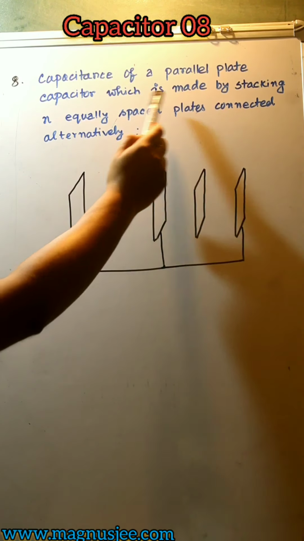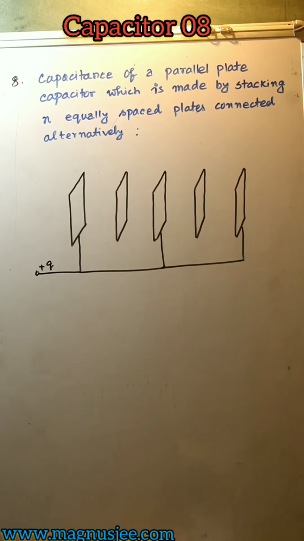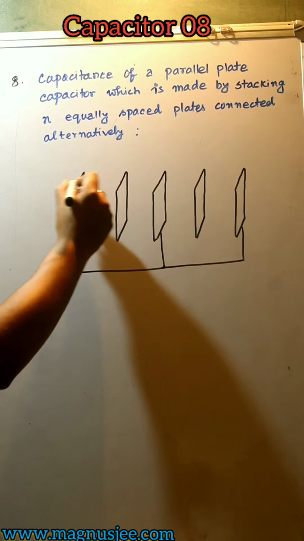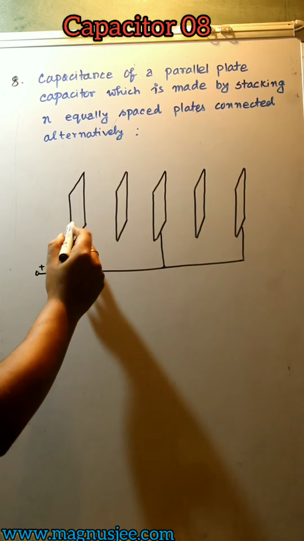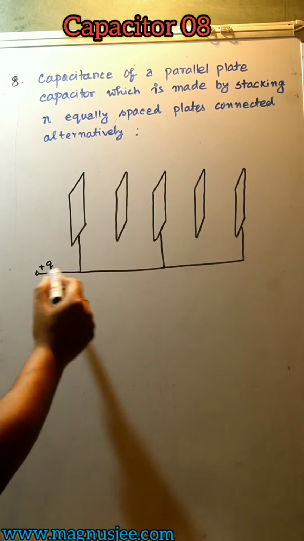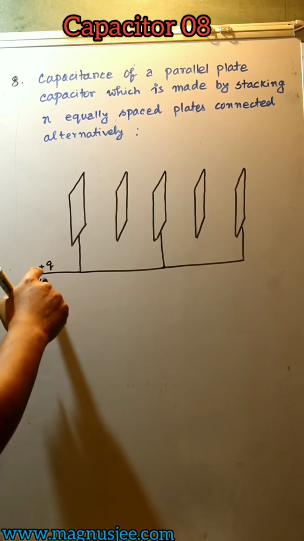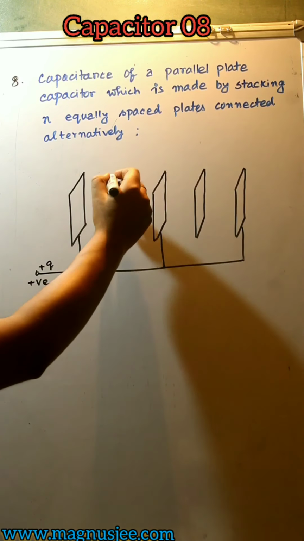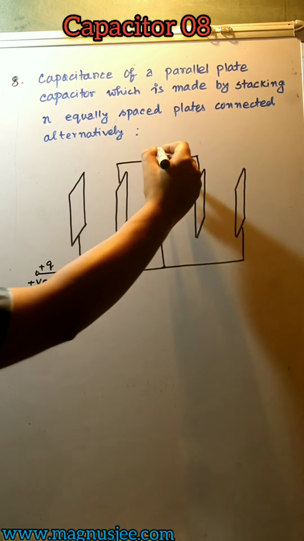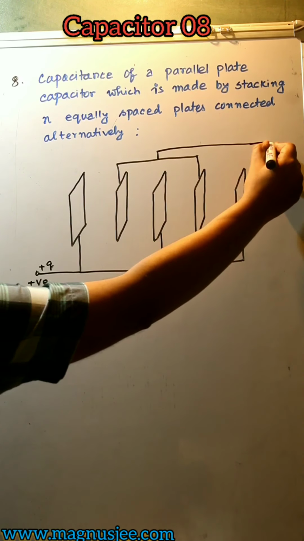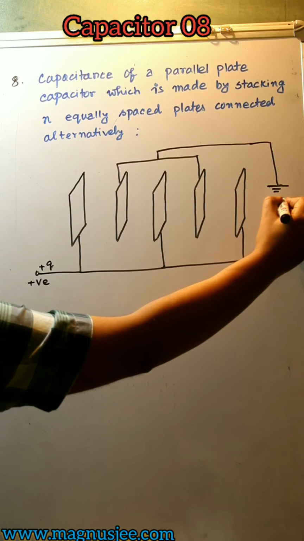Capacitance of a parallel plate capacitor which is made by stacking n equally spaced plates connected alternatively. In this diagram there are 5 parallel plates placed alternatively. Here the first, third and fifth plates are connected to each other, and they are connected to a positive potential, and a positive charge will be given to those plates. The second and fourth plates will be connected to each other and connected to earth.